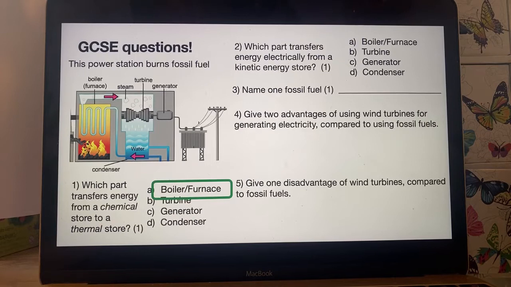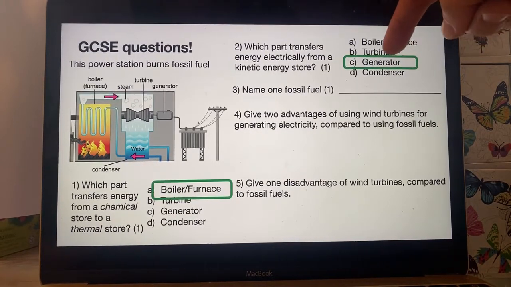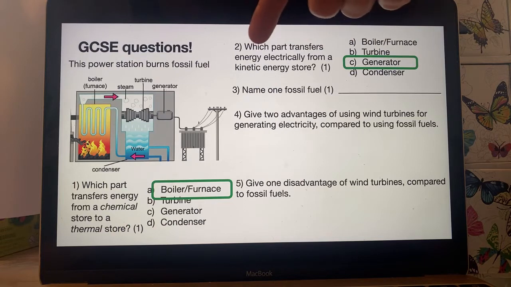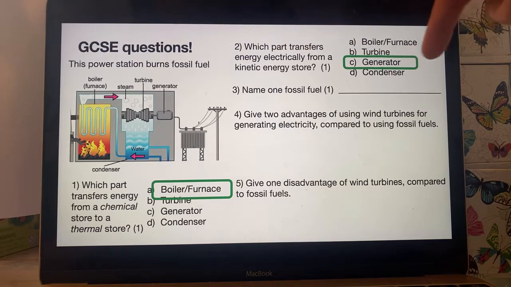Question 2, which part transfers energy electrically from a kinetic energy store? That's the generator. So the generator's kinetic energy store, energy is carried away via the electric pathway, right? Name one fossil fuel. Hopefully that was all right.